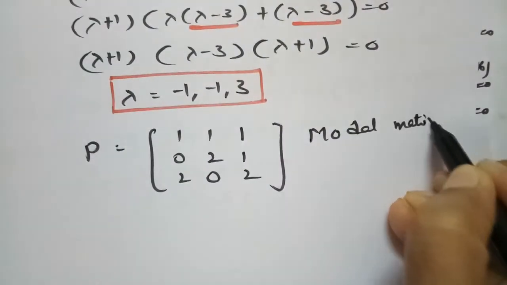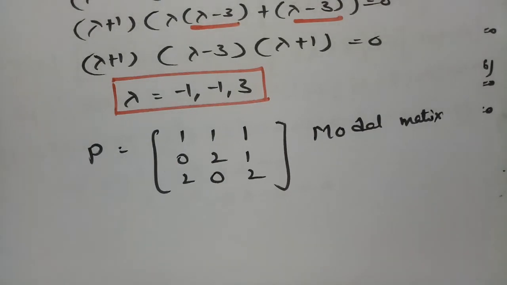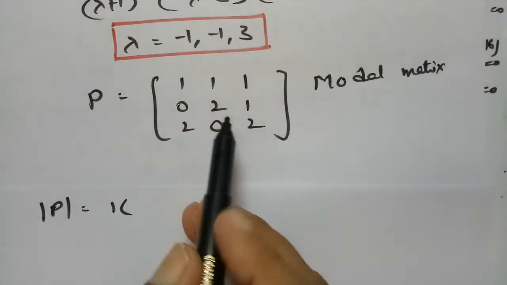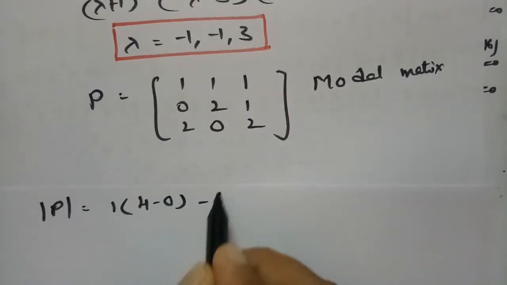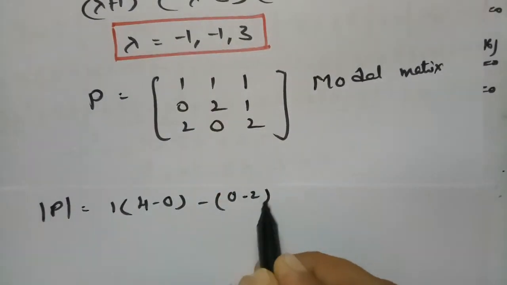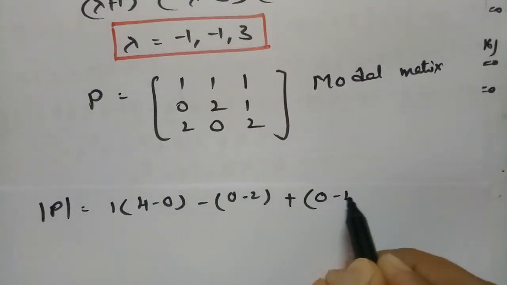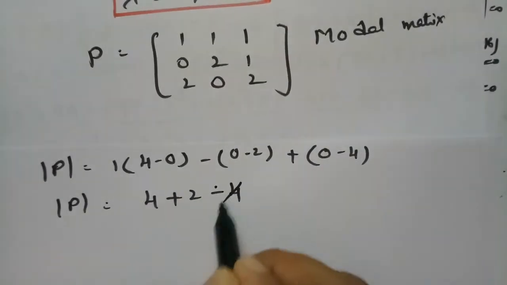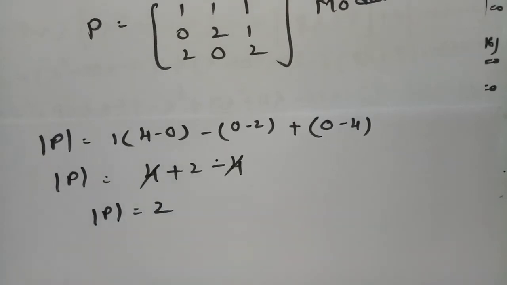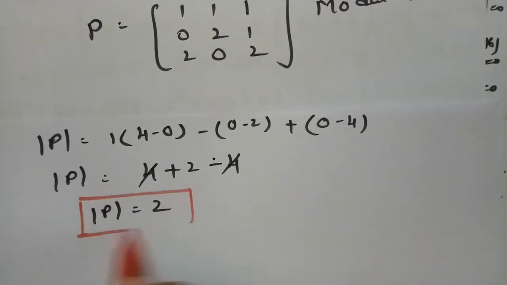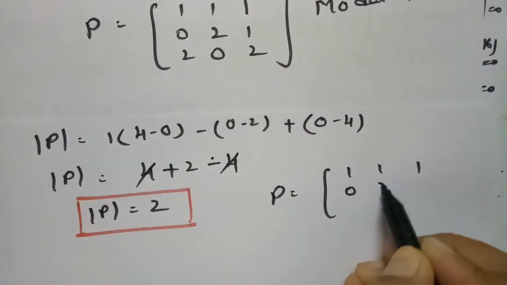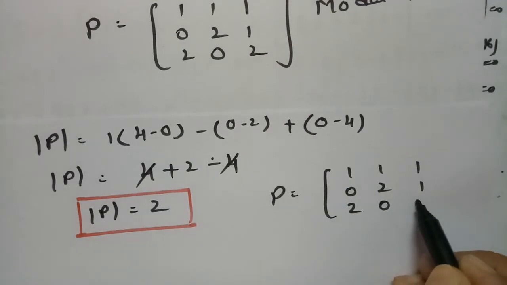So after getting the model matrix, in order to diagonalize it, we have to find the P inverse. It's very simple to find the P inverse here. First of all I have to find out the determinant: 1 into (4 minus 0), minus 1 times (0 minus 2), plus 1 times (0 minus 4). So det P will be 4 plus 2 minus 4. If you see, the det value is equal to 2. What is P here? P is nothing but [1, 1, 1; 0, 2, 1; 2, 0, 2].